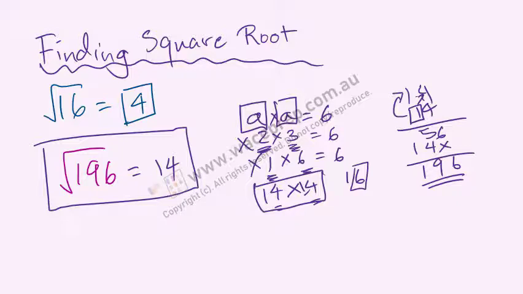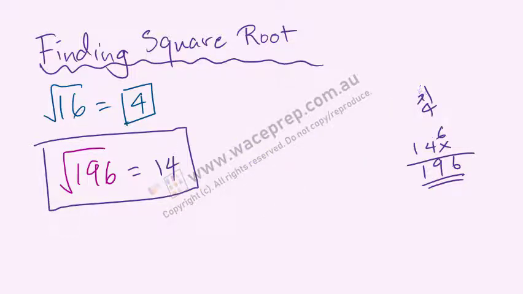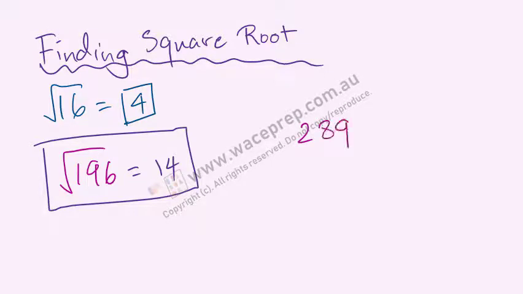Alright, let's do one more. In this case we are going to use something perhaps a little bit bigger, and let's use a different color. 289. Square root of 289. Now once again we are going to look for this 9, and we are going to look for two numbers that will give us a 9. It can have other numbers in front of it, doesn't matter. Okay, what gives us 9?